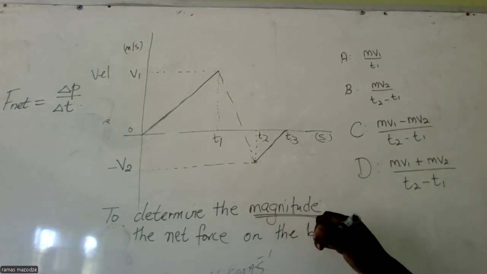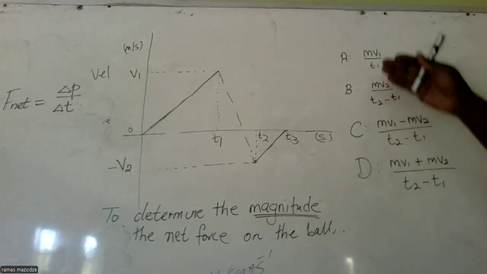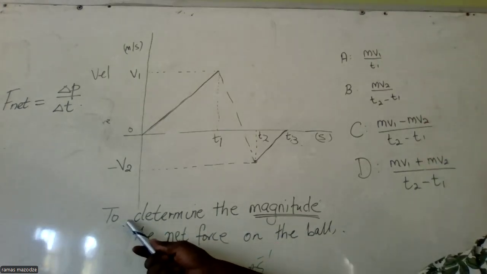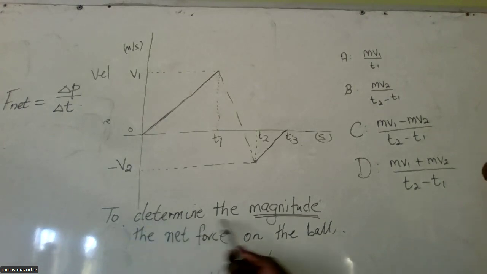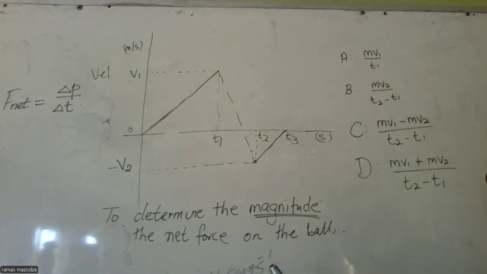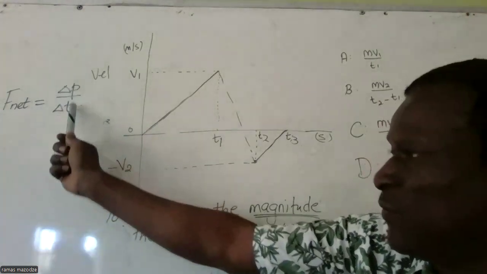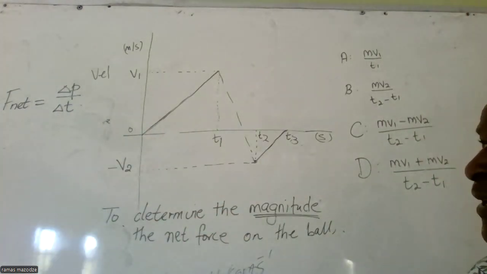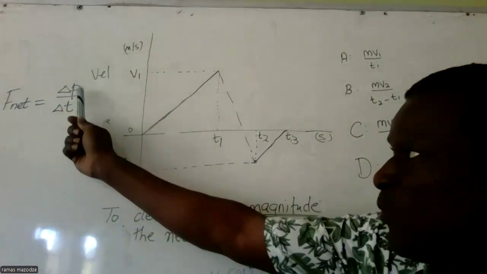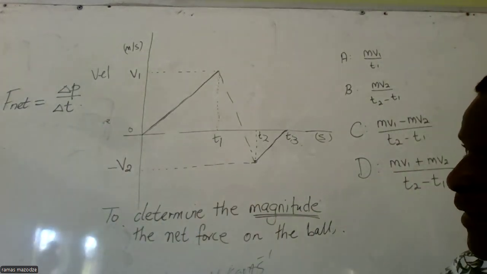And then the options given for the magnitude of the net force are these ones. I want to emphasize how we calculate this when we have to determine the magnitude of the net force, and it is a multiple choice question. So I'll start here. Net force is the rate of change of momentum. But now we need to get the change in momentum acting on the object, given what we are given there.